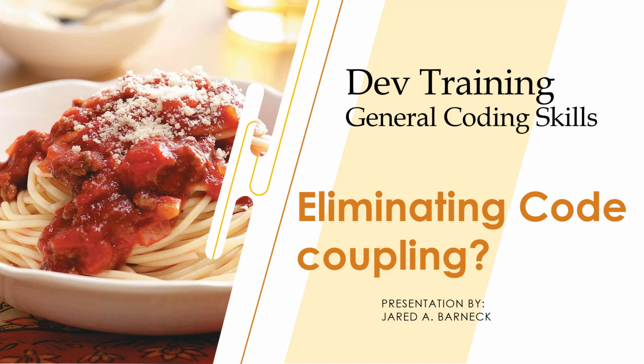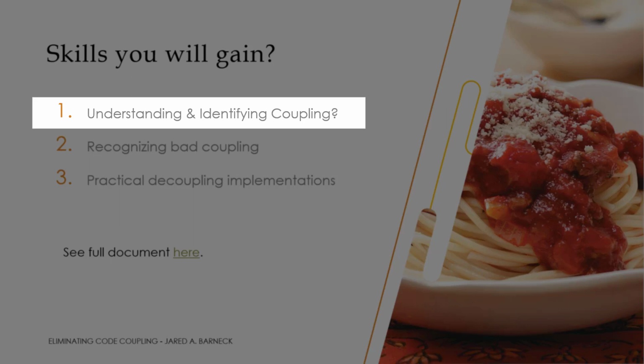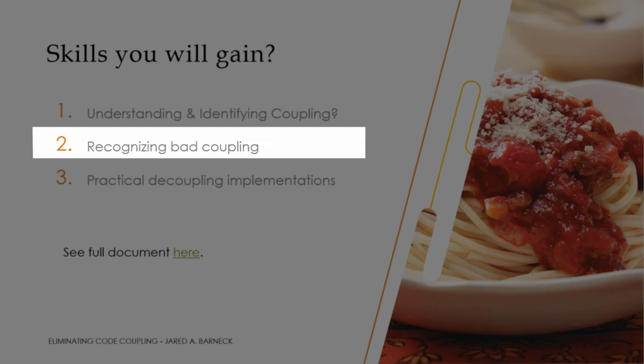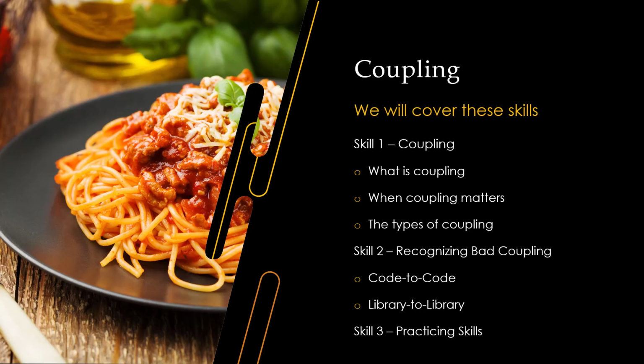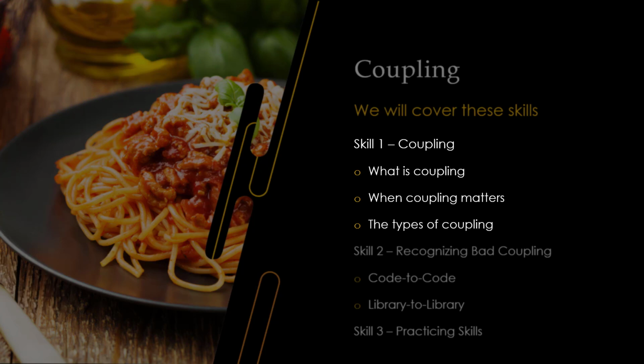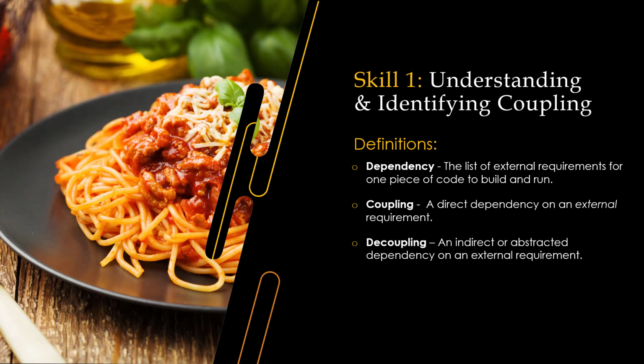Welcome. Today we're going to talk about eliminating code coupling. We're going to start by focusing on understanding and identifying coupling, recognizing bad coupling, and then practical decoupling implementations. We're going to cover these skills in coupling: what is coupling, when coupling matters, the types of coupling, recognizing bad coupling, code-to-code coupling, library-to-library coupling, and then practicing our skills on decoupling. So let's start with understanding and identifying coupling.